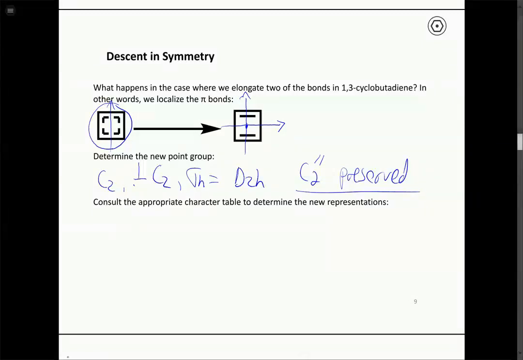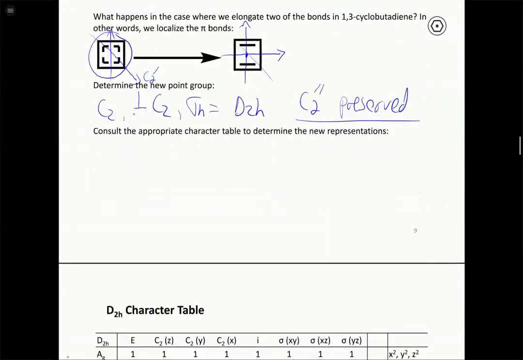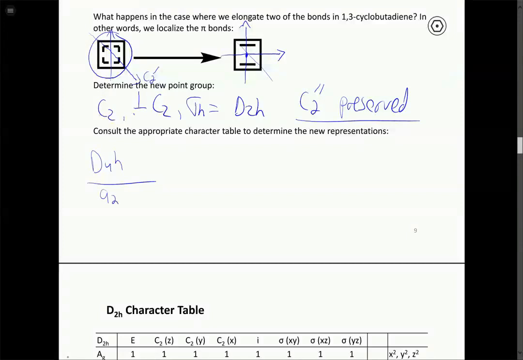The other C2 axes, which go through the carbon atoms, we called those C2 prime, and those are no longer present in the new point group. This doesn't have any diagonal C2s. It's a rectangular shaped molecule now. Okay, so the C2 double prime is preserved, and so we can go then and find the correlation. So in D4H, what we found was that the Mulliken symbols for the symmetry adapted linear combinations for the pi orbitals were A2U, B2U, and EG.